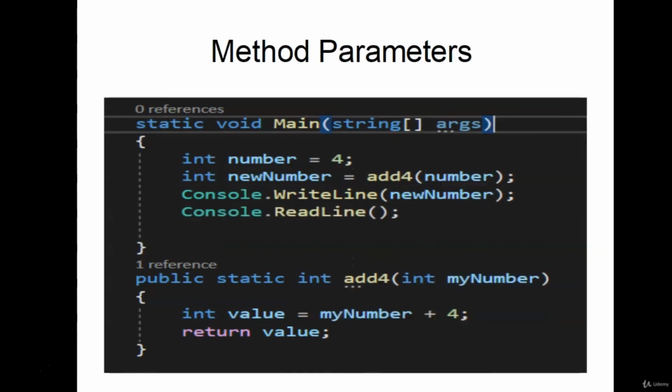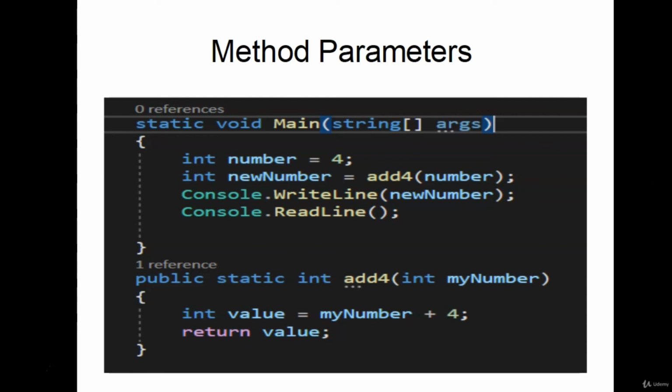Now let's look at methods that take on parameters. Let's look at the method we declared, add4. It's a public static int, so it returns an int, and the name is add4. And it has a parameter. In the parameters, we define what type of variable it's going to take on. So we want to pass an int to this method.